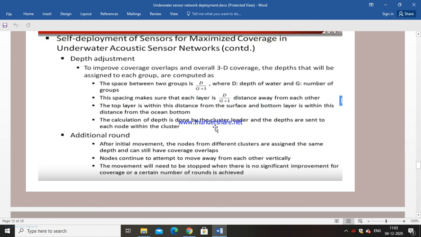Additional rounds. After the initial movement, nodes from different clusters may be assigned the same depth and can still have coverage overlaps. Nodes continue to attempt to move away from each other vertically. The movement is stopped when there is no significant improvement in coverage or a certain number of rounds is achieved.